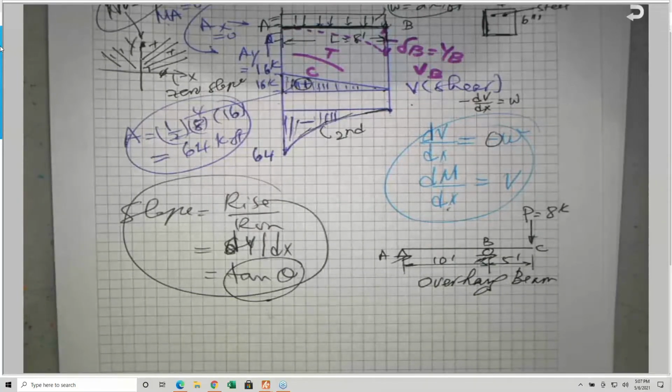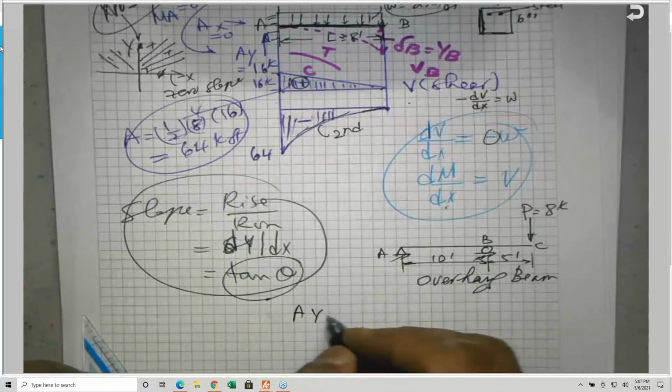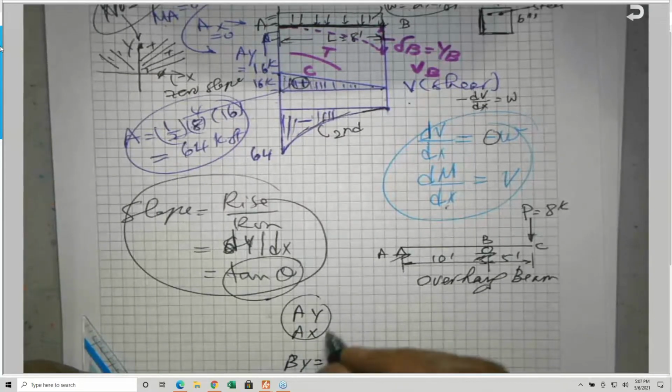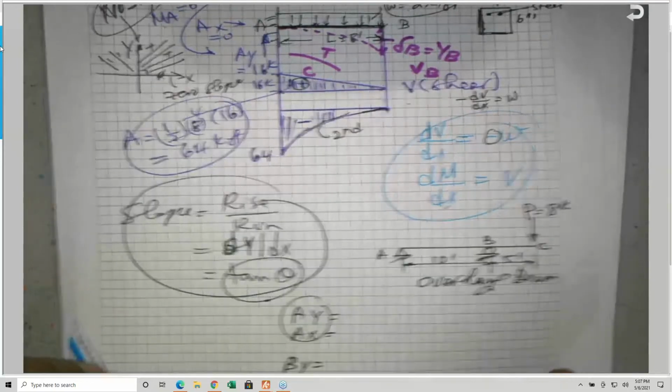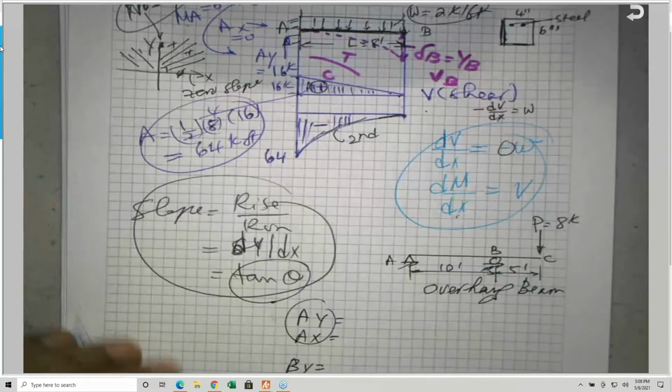I'll give you only 2 minutes. I need to find the reactions at A. We have A sub X and A sub Y. And we need the reaction at B. I need to give you 2 minutes only to do this for me, okay? So let us see the test.